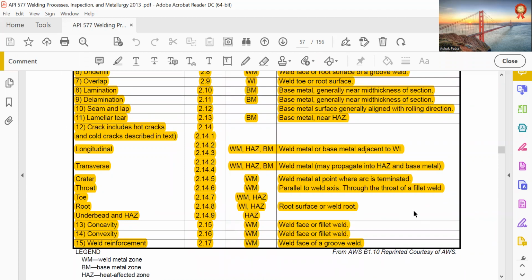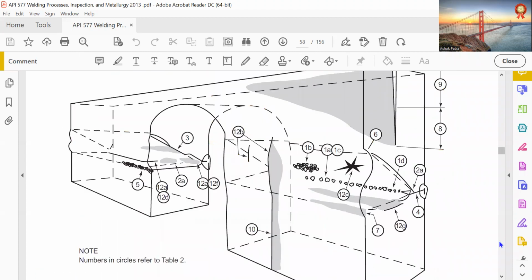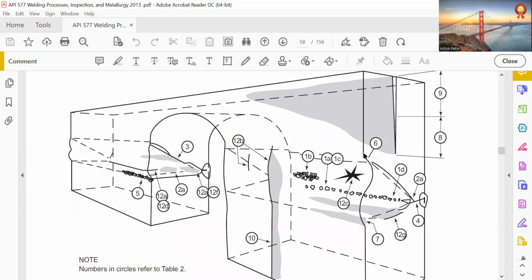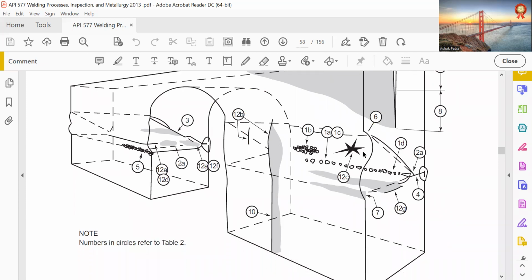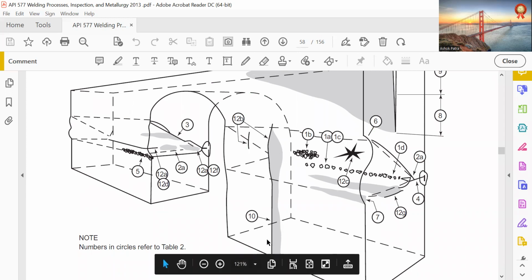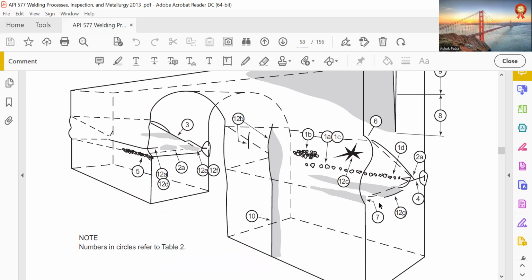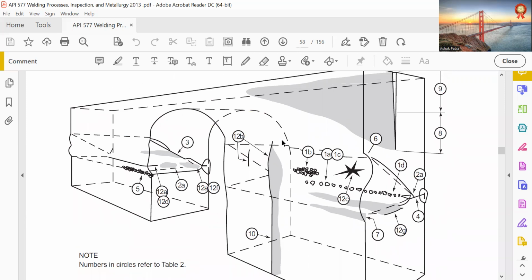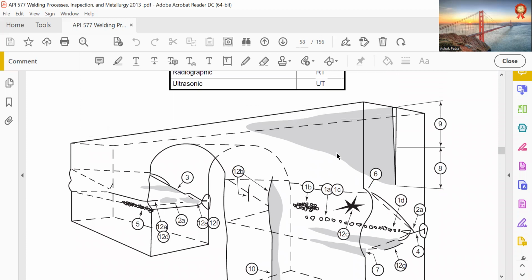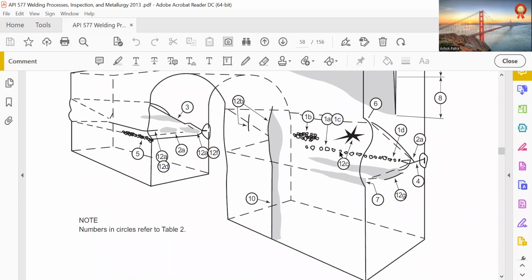Seam and lap, laminar tear. This is seam and lap and lamellar tear. Lamellar tear. Eleven. Not given 11.